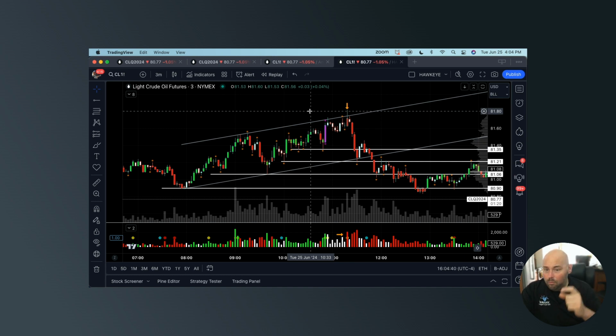Now, if you're looking for red tops or red bottoms, you're going to be wanting to look for them at either support or resistance, okay, guys? So just keep that in mind. This is not just at any random point. This is at a key level. That's when and where these red tops and green bottoms are going to come into play.